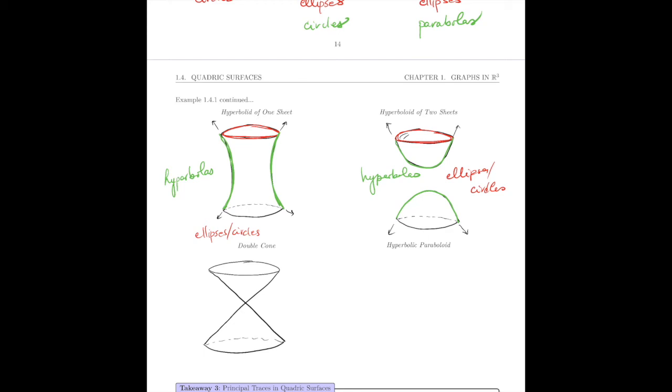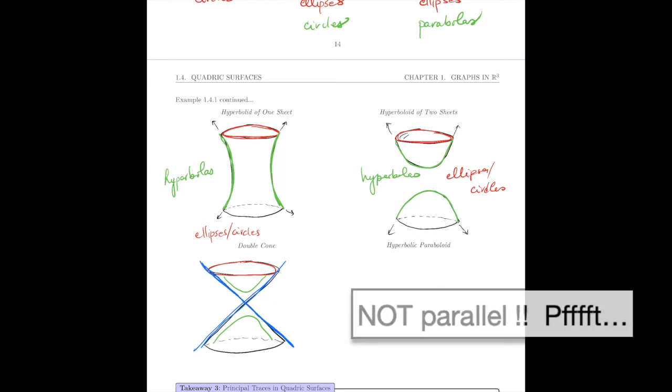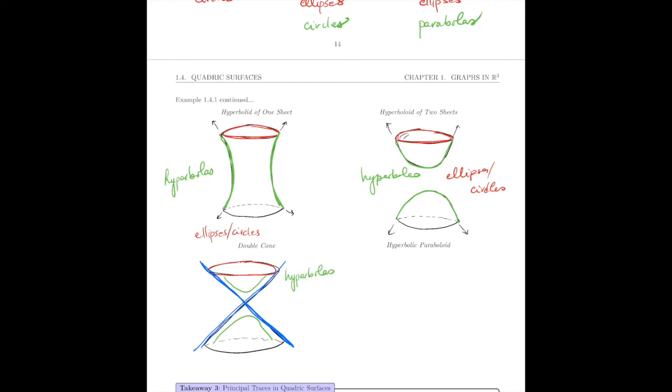And in the double cone, you have the ellipses. If you were to take a cross section that sort of shaved down the side, you would still have hyperbolas. And right on the edge, you would have two parallel lines, which actually is kind of a degenerate hyperbola. So we do have hyperbolas, including two straight lines, and we do have our ellipses or circles.